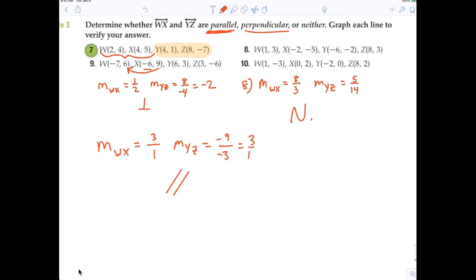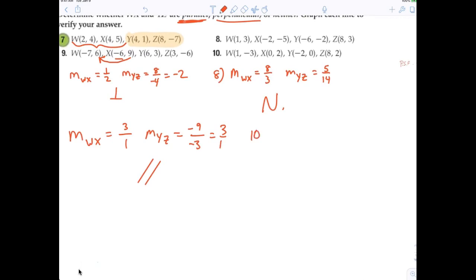All right, so number 10. I want the slope of Wx. Kian, go. 5. Good job. And now go ahead. Just tell me the slope of yz. 2 over half. So what's true? They are perpendicular.